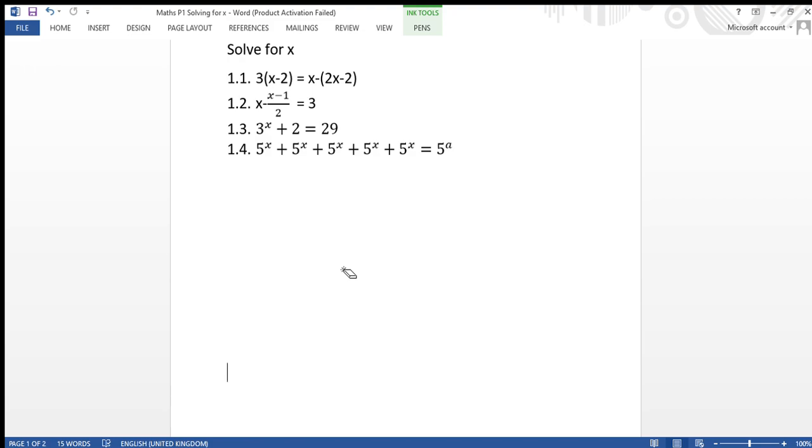We are continuing with our series on algebraic expressions. Today I'll be showing you how to solve for x. Okay, so let's start with the first question.